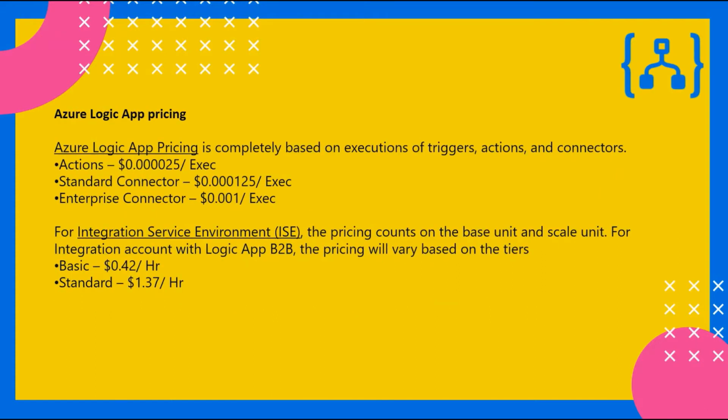And the very important point is the pricing. For Azure Logic App pricing, for actions it is 0.000025 per execution, whereas for standard connectors it is 0.00125 per execution, and for enterprise connectors it is 0.001 per execution. For the Integration Service Environment, shortly called ISE, the pricing is based on the base unit and scale unit. For integration with Logic App B2B, the pricing will be based on tiers. Basic is 0.42 per hour and standard is 1.37 per hour.